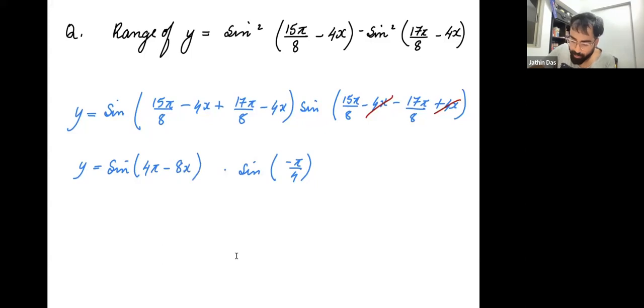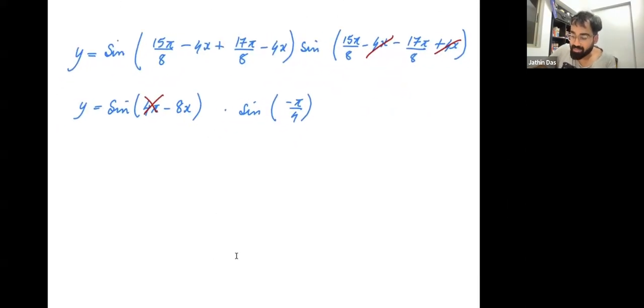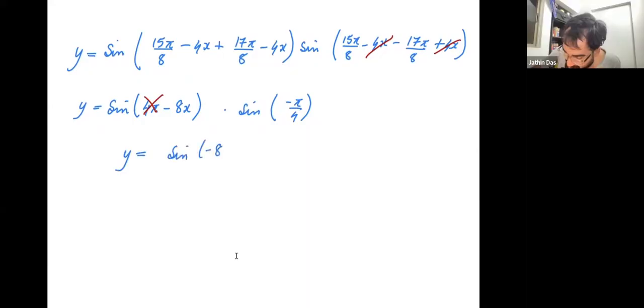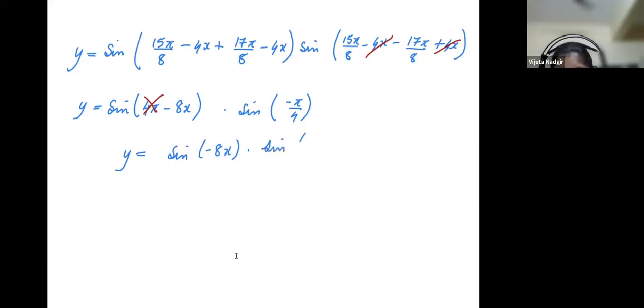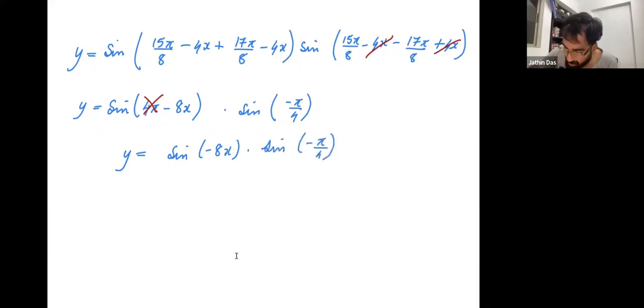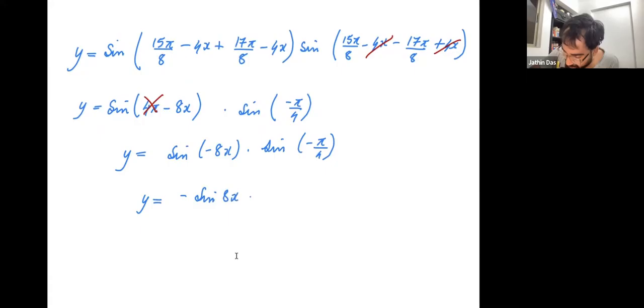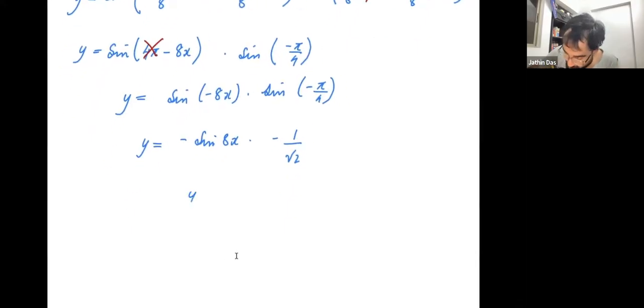Now you know 4 pi is just redundant, not necessary at all. So y is equal to sine of minus 8x into sine of minus pi by 4. Now sine of minus theta is minus sine theta. So minus sine 8x will come into minus 1 by root 2. So y is equal to 1 by root 2 sine 8x.